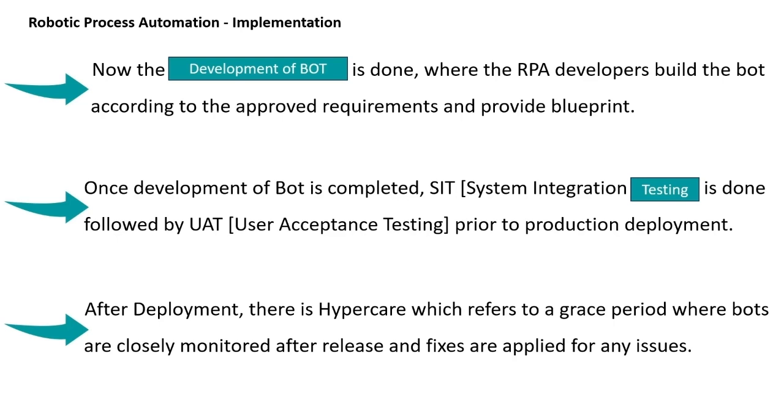Here comes a very important term known as hypercare, which refers to a grace period where anything noticed to be missed or in need of improvisation can be handled and fixed. So we can say it is a support during the go-live phase. This is how the different phases occur in the RPA project lifecycle.